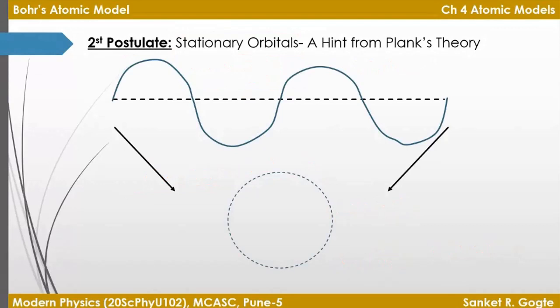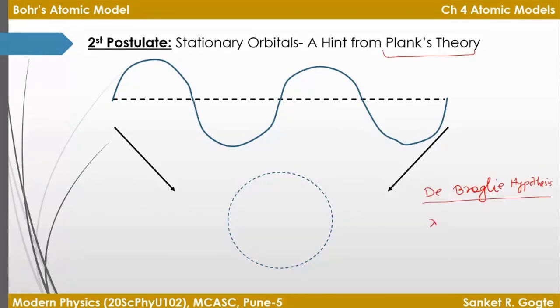Now, there is one hint from where we can get this particular postulate. How we can do it is in this particular fashion. At that time, I said that Planck proposed the concept that electromagnetic radiations are emitted in packets, and that particular relation is satisfied. From the same idea now, De Broglie proposed his own hypothesis.